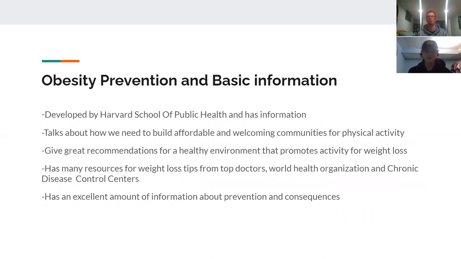So some obesity and prevention basic information for our first resource. It was developed at Harvard School of Public Health, and it talks about how we need to build affordable and welcoming communities for physical activity environments, whether it's in a city, a town, and it gives great recommendations for a healthy environment that promotes activity for weight loss. It has many resources for weight loss tips from top doctors, the World Health Organization, and the Chronic Disease Control Centers. It also has an excellent amount of information about preventions and the consequences of them as well.